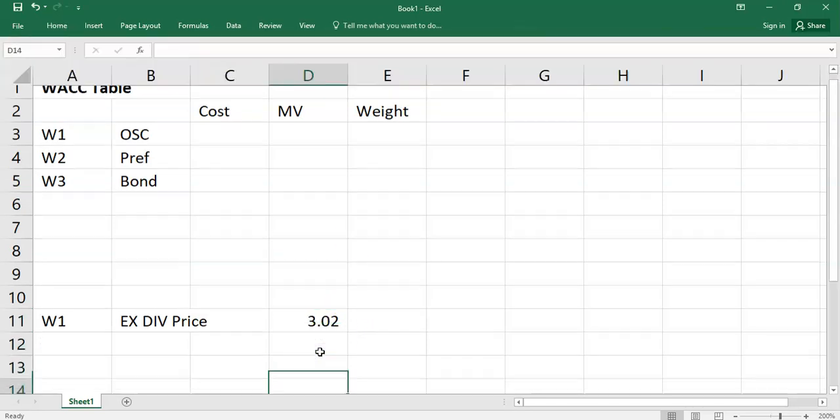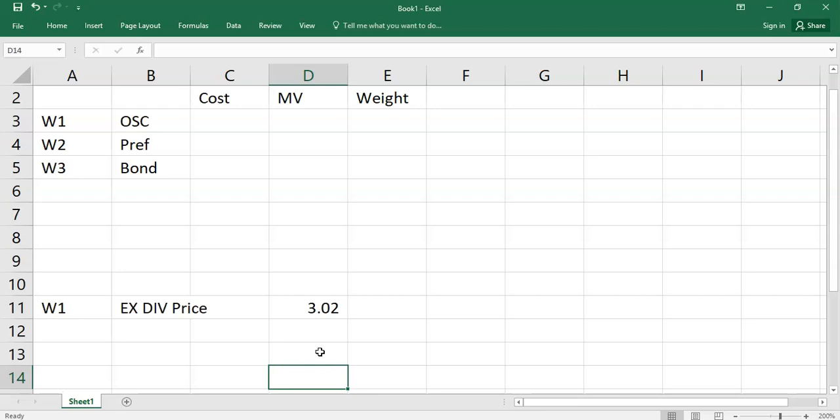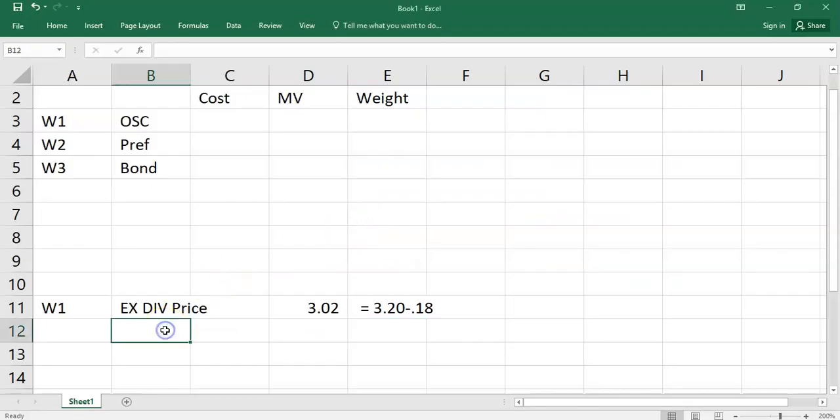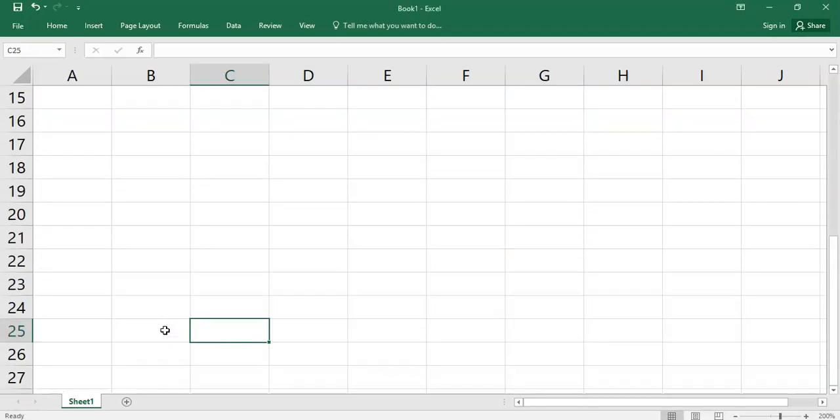And you should have a cheat sheet now, a kind of summary study sheet to help you along. There's only a certain amount of sources of finance that are examinable. Have those little tips there. You have to use the ex-div price, and that is 3.20 minus 18 cent. Right, so that means we can calculate our market value because we know the number of shares is 4 million.